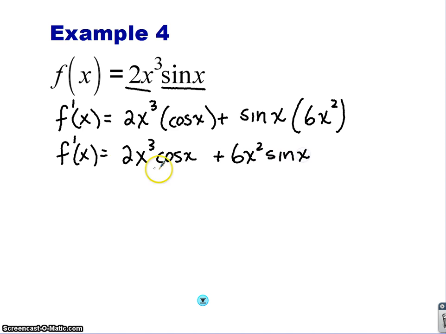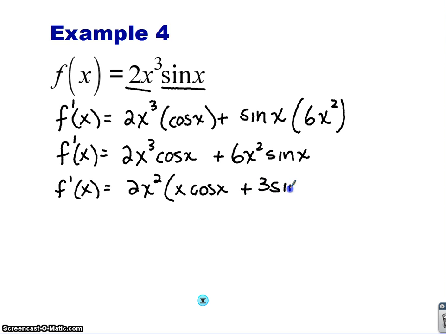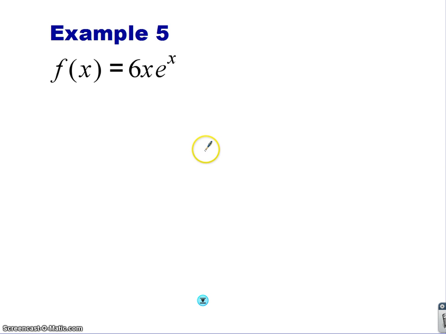Now, in a multiple choice test, you might see answers that don't look like that. You may see an answer that looks like this, where they pull out the GCF. And again, if I just multiplied that through, you would see we would end up with the exact same answer. Alright? So I want you to take a moment, see if you can do the next one by yourself. You can pause it here as you look at 6x times e to the x and take the derivative.